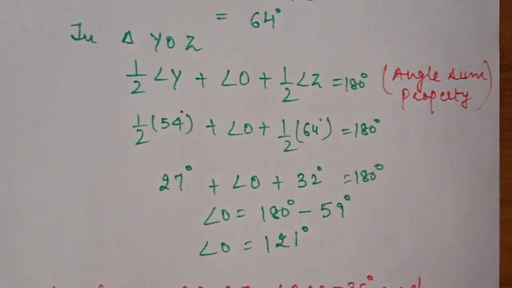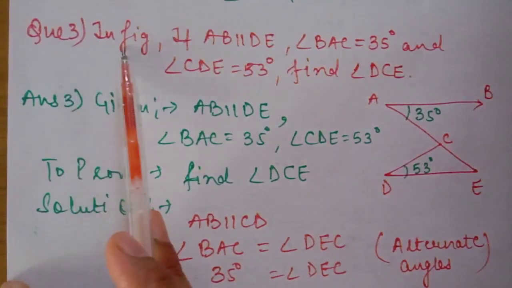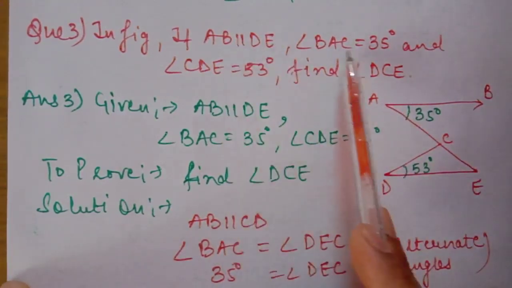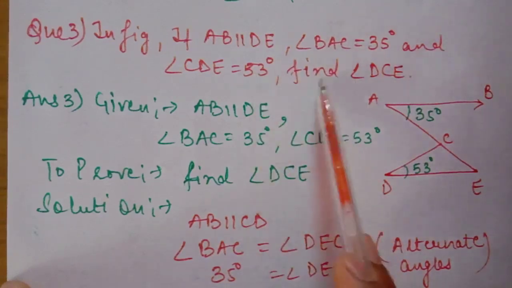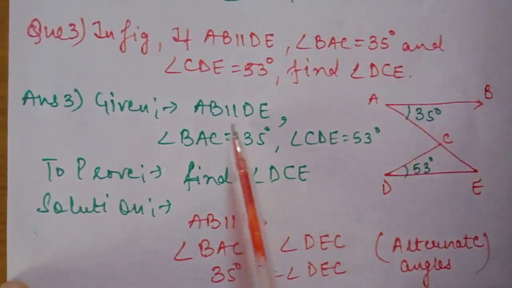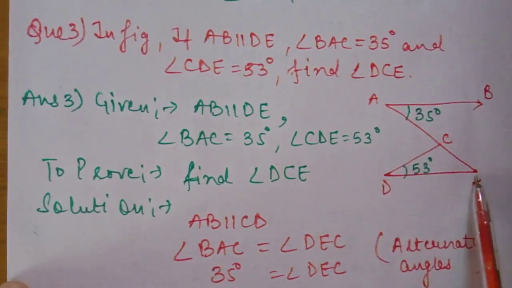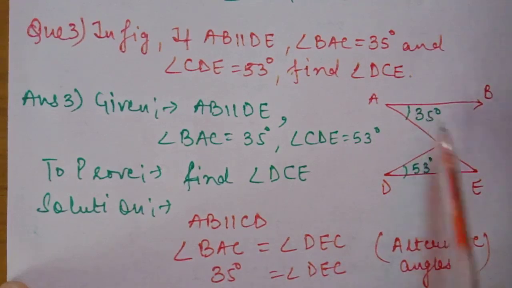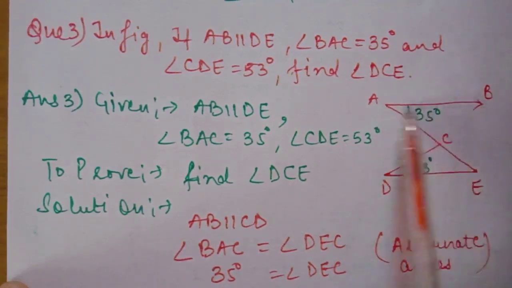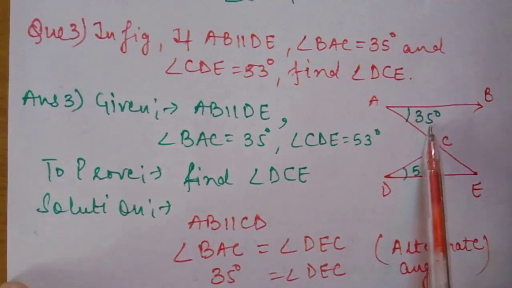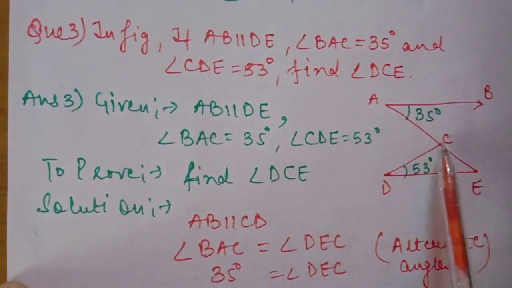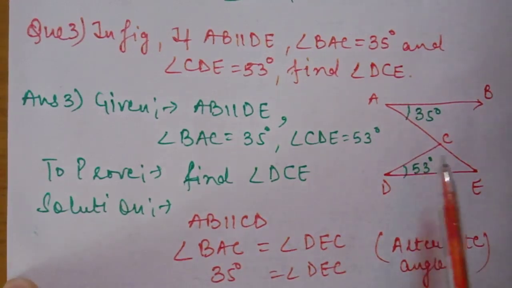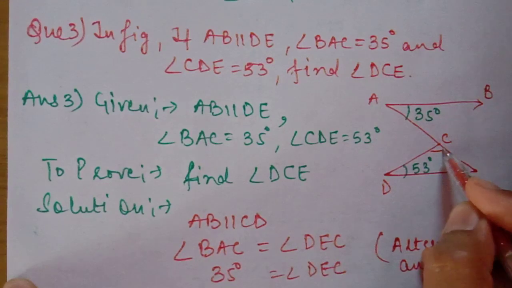So next question, question number 3, is: in the given figure AB parallel DE, and two angles are also given and we have to find one angle. So what is given? AB parallel DE, angle BAC or BAE, both are correct, is 35 degree, and CDE is 43 degree. We have to find which angle? DCE. We have to find this angle.